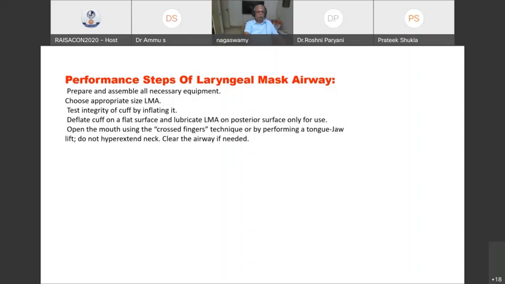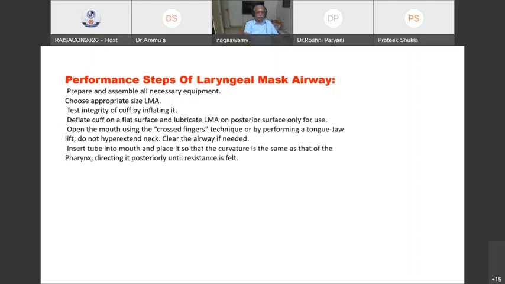Then you have to open the mouth using the crossed fingers technique by performing a tongue-jaw lift. Do not hyperextend the neck; clear the airway if needed. This is all the preparation that you have to make before. Then insert the tube into the mouth and place it so that the curvature is the same as that of the pharynx, directing it posteriorly until resistance is felt. So this is what we normally do.